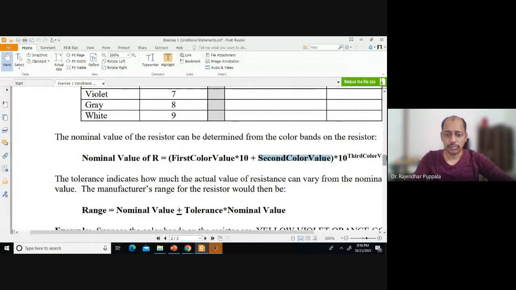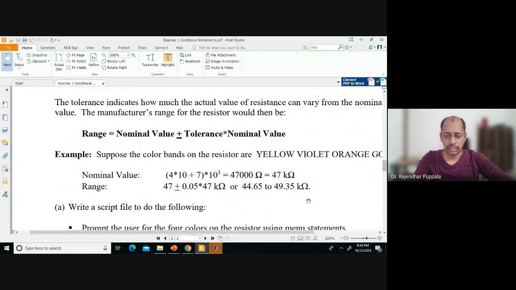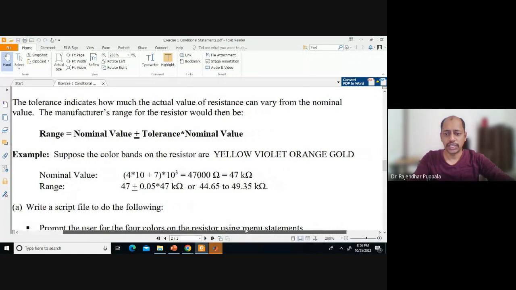So for one example, we have calculated nominal resistance. The first color is yellow, violet, orange, and the fourth color is gold. So how are we calculating? The first value regarding yellow, the number is 4 here, right?